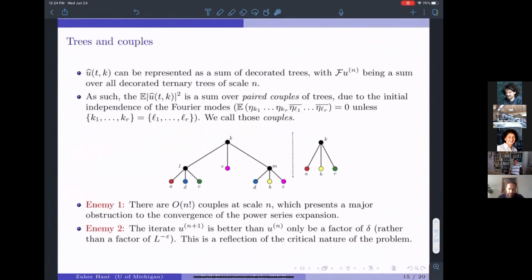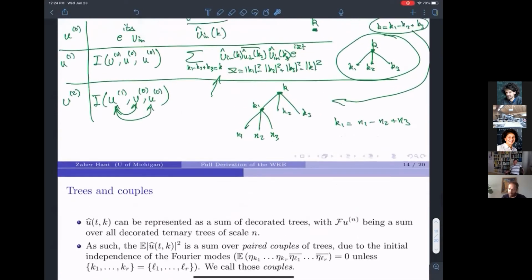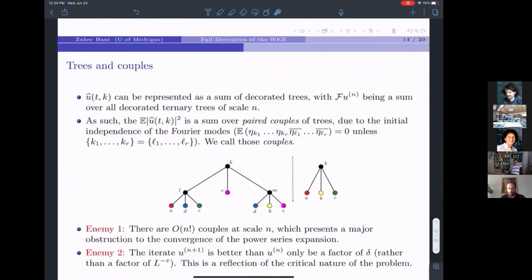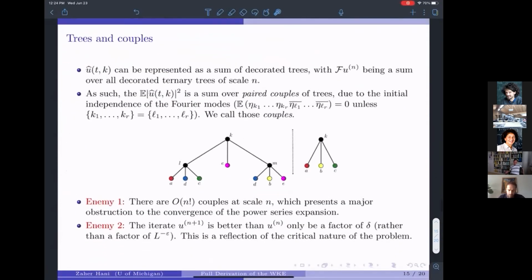Okay, so this means that our solution, U hat of TK, can be represented as a sum of decorated trees, and the Fourier transform of the nth iterate is the sum of decorated ternary trees of scale n. The scale of a tree is the number of branching nodes of this tree. So this tree has scale 2 because it has 2 branching nodes. Okay, now as we said, we are interested in the expected value of U hat of TK squared.